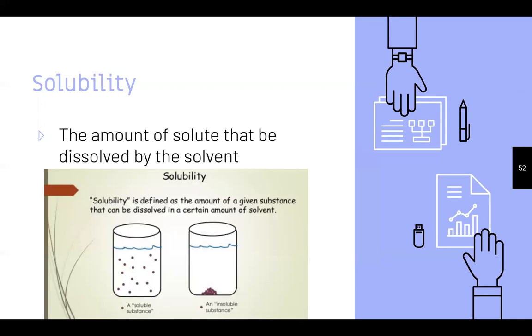Solubility is a term that means the amount of a solute that can be dissolved by the solvent. We can see a soluble substance and an insoluble substance. You can see the pile at the bottom.